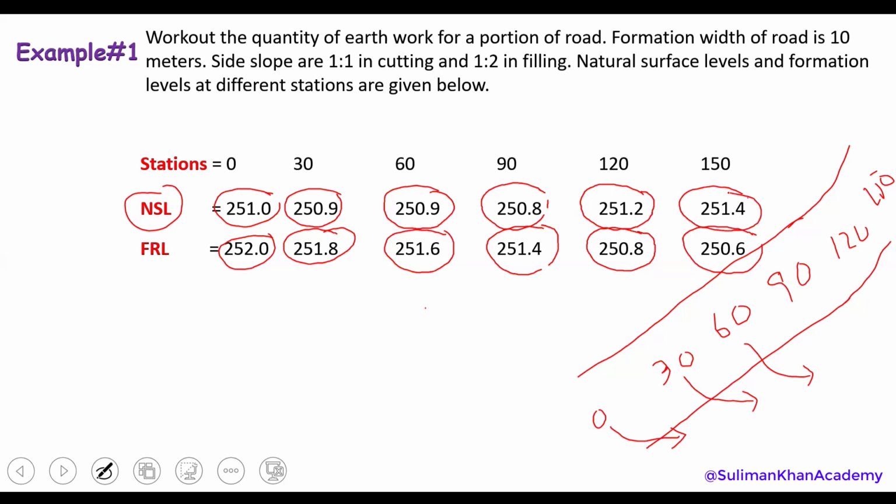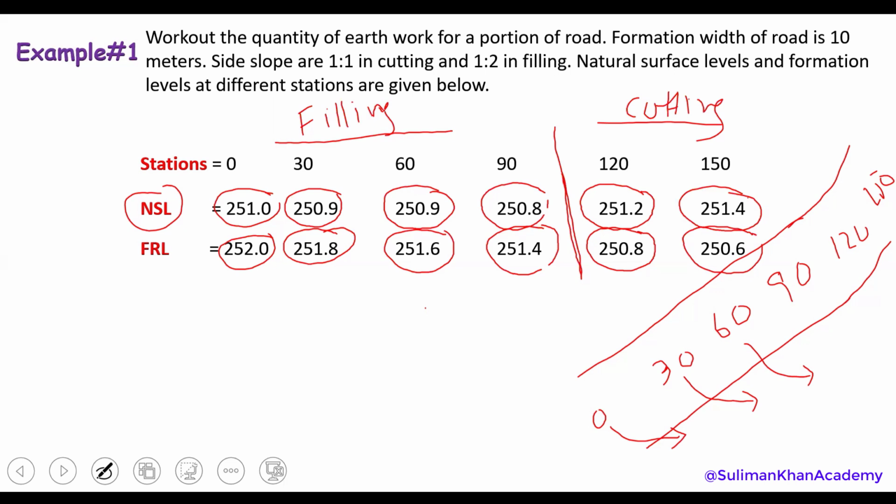It means cutting again. The cutting will start somewhere from the middle of station 90 and station 120. So here, on this side, we have cutting maybe, and on this side we have filling. So in the same example, we are facing cutting and filling at the same time.